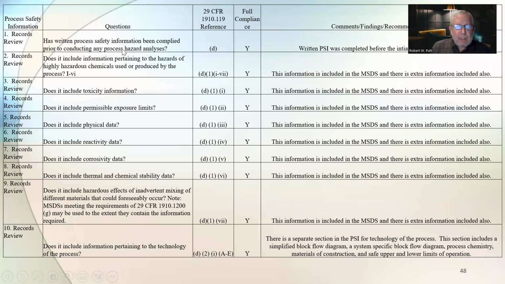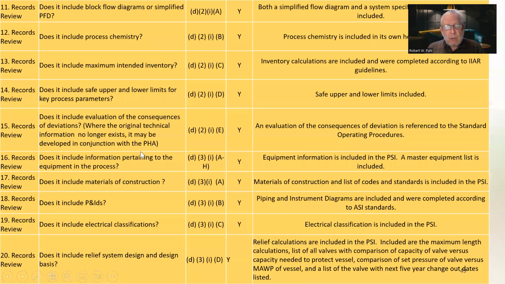Has written process safety information been compiled prior to conducting any process hazard analysis? And that's 119D. All right. And this yes. Does it include physical data, reactivity, corrosivity, that data? You're just going right through the standard and asking if everything's in the standard. Does it include maximum intended inventory? Yes. And then there's the comments. Inventory calculations are conducted and completed according to IIAR guidelines. That's international. I forget what that is. IIAR.